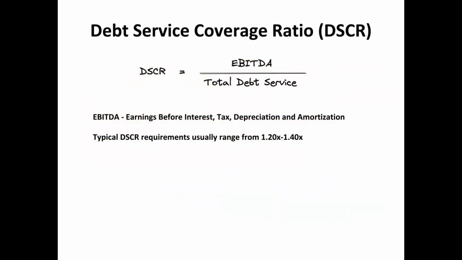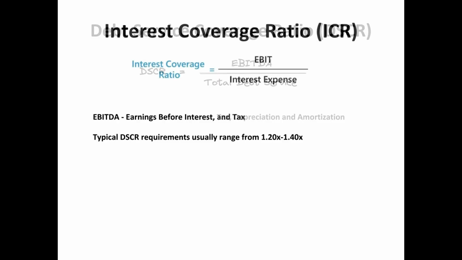Let's discuss the debt service coverage ratio, or DSCR. As you can see, EBITDA, earnings before interest, tax, depreciation and amortization, is used in its calculation. Typical DSCR requirements usually range from 1.20x to 1.40x. This ratio tells us if a company has enough income to pay its debts. And finally, we have the interest coverage ratio, or ICR. Again, EBIT, earnings before interest and tax, is important here. Typical requirements usually range from 1.20x to 1.40x. This ratio specifically measures a company's ability to pay the interest on its debt.